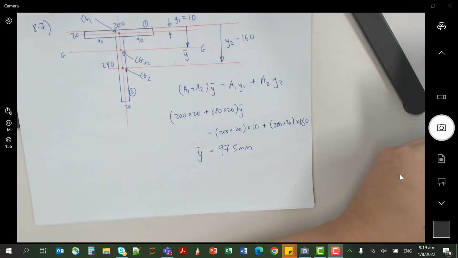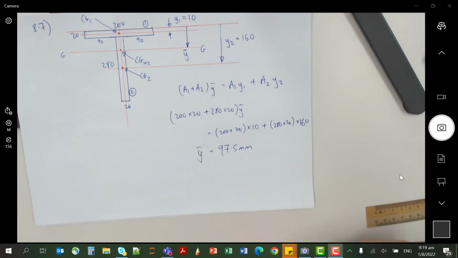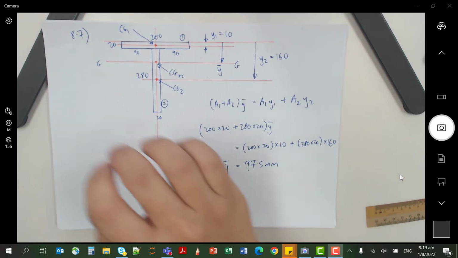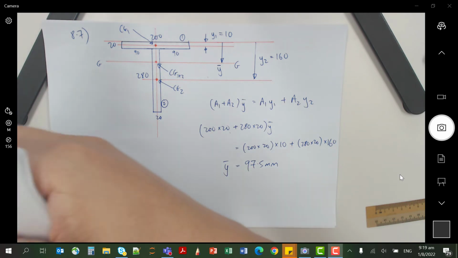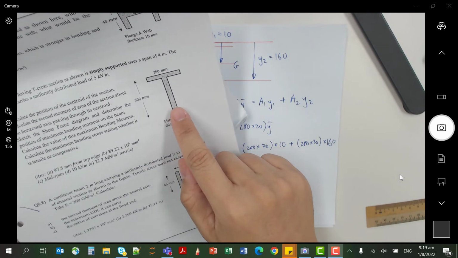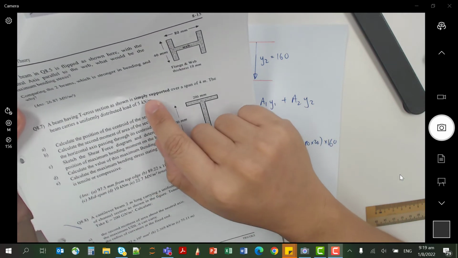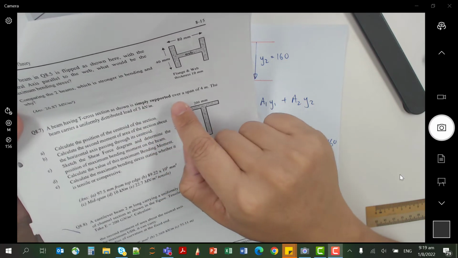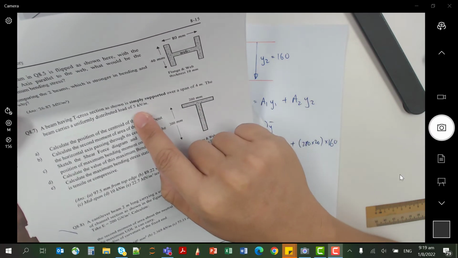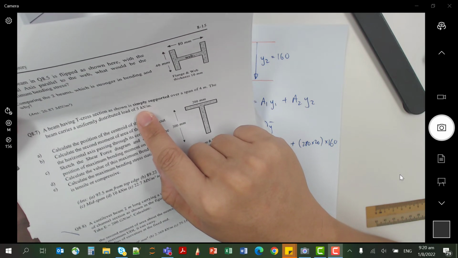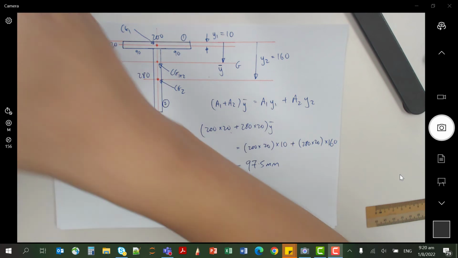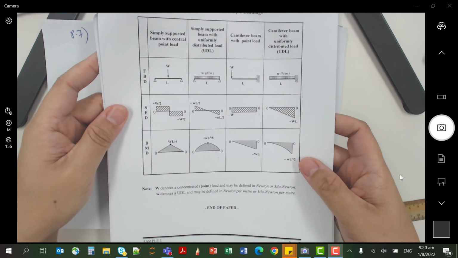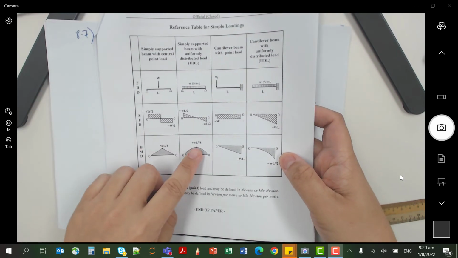as an illustration. Let's look at tutorial question number 8.7. This is a T shape beam. It is simply supported and it is experiencing a UDL. The beam is 4 meters long. The UDL is 5 kilonewton per meter. So 5 kilonewton per meter UDL. Straight away, you should be able to use this diagram and find out how much moment is there.